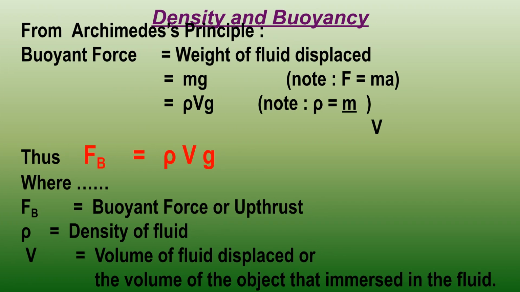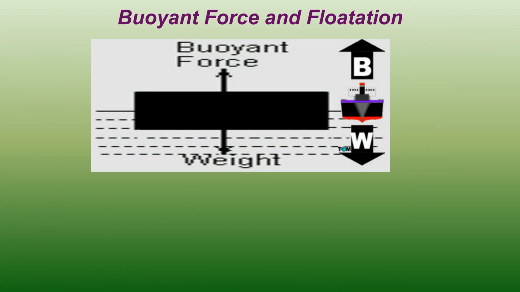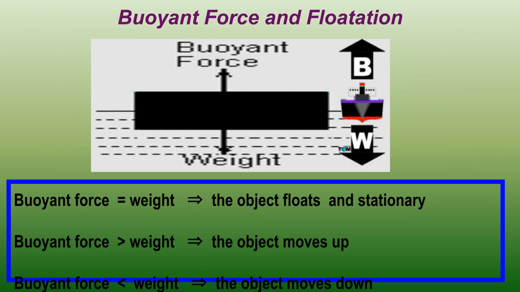From Archimedes' principle, the buoyant force equals the weight of the fluid displaced, which is also equal to the density of the fluid times the volume of the fluid displaced, or volume of the object immersed, times the gravitational acceleration. Buoyant force determines an object's movement in a fluid. If the buoyant force equals the weight, the object floats and is stationary. If the buoyant force is greater than the weight, the object moves up. If it is less, the object moves down.